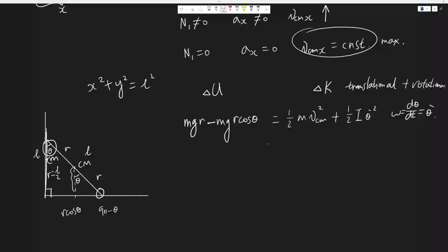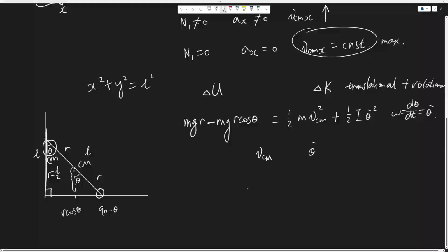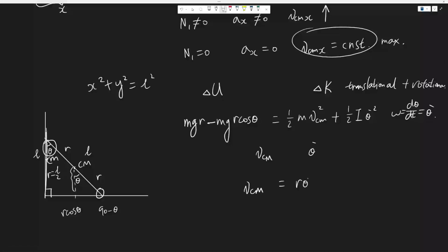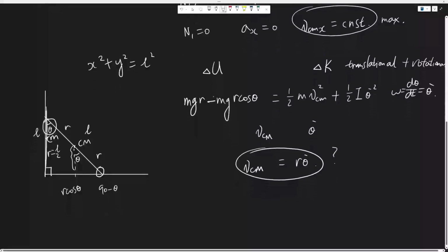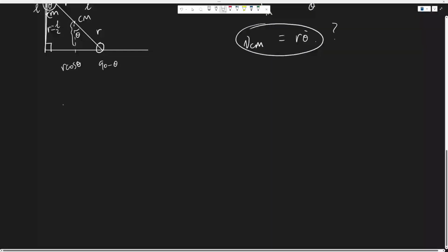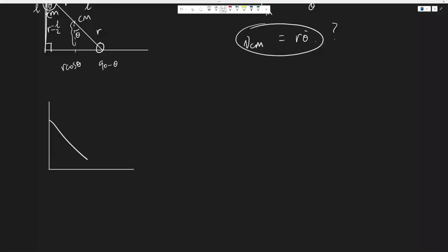So now we can't really solve anything here yet because we have two unknowns. We have v center of mass and theta dot. So it might be tempting to just say straight away, oh, v center of mass equals R theta dot. But remember, this relation, we need to prove it. We haven't proved this yet. So to do that, we will use a little bit of geometry. So again, I'm going to draw the diagram. We got the rod here, center of mass, R, R.